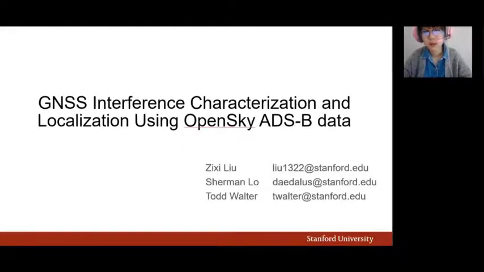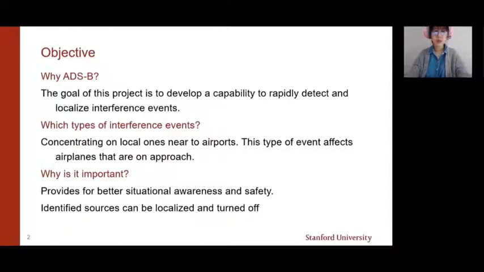Hello, everyone. This presentation will talk about how to use OpenSky ADS-B data to characterize GNSS interference bands and to localize the interference source. Based on the title of this presentation, you might wonder why we are using ADS-B data. That is because we wanted to develop a capability to rapidly detect and localize interference bands.